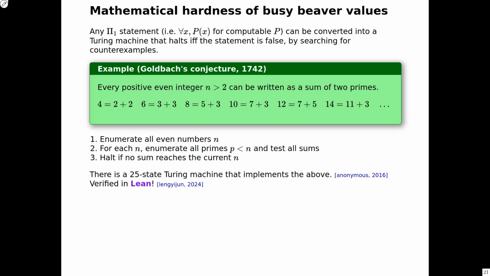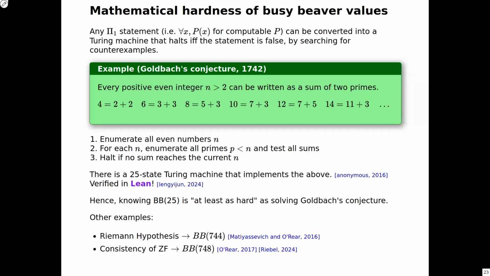There is a 25-state Turing machine that halts if and only if the Goldbach conjecture is false. It halts if it finds a counterexample. It was also verified in Lean, which is helpful because with this type of construction, it's good to have it formally verified rather than published anonymously with no documentation or comments, as it was done in this case. So it means that knowing BB25 is at least as hard as solving the Goldbach conjecture, because if you knew this value, you'd have a method to answer the question that the Goldbach conjecture asks. Just run the machine for BB25 steps, and if it doesn't halt, you know the conjecture is true.